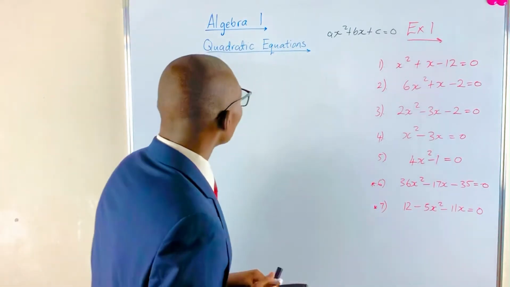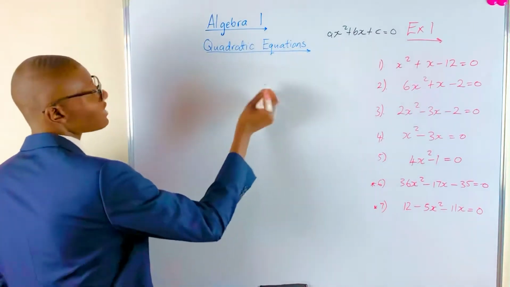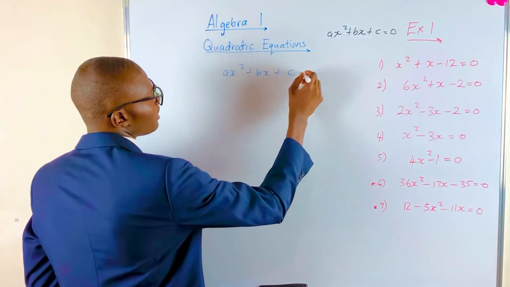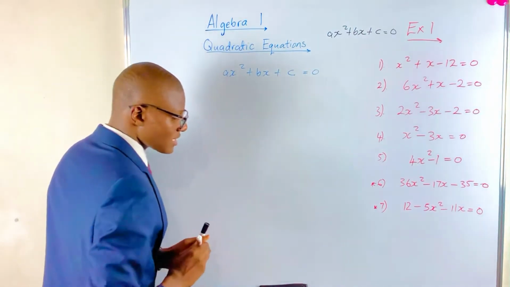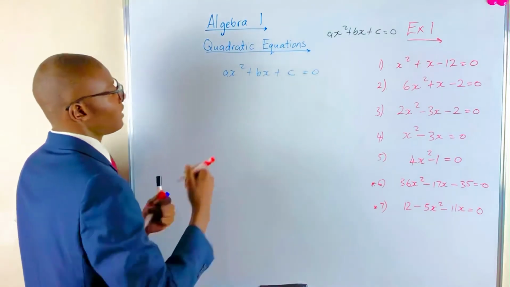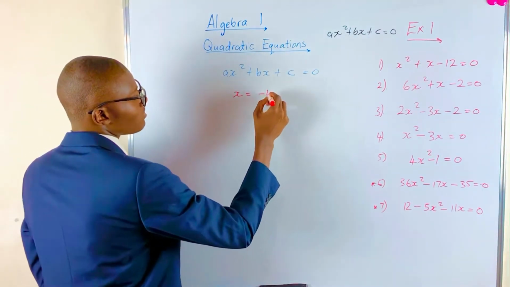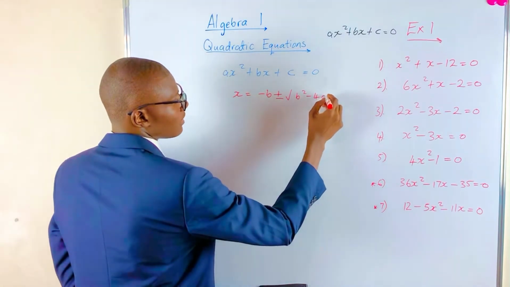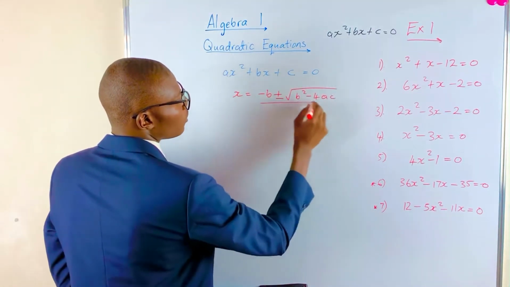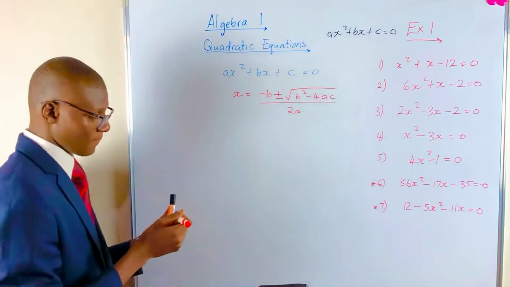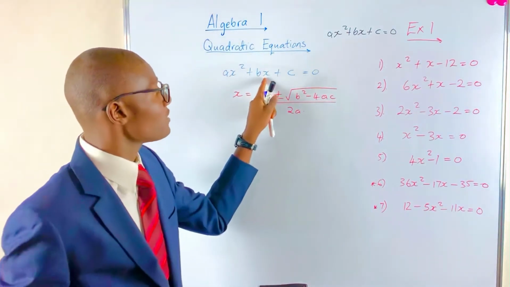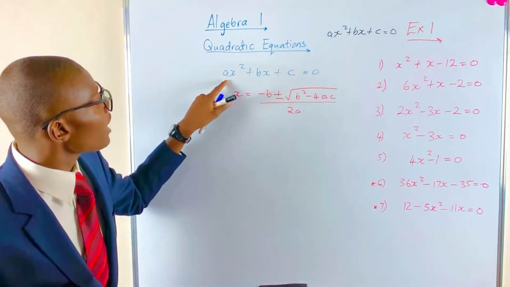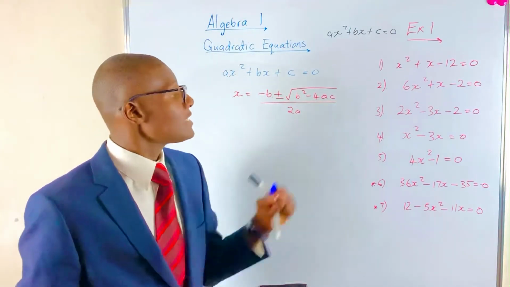For a quadratic equation ax squared plus bx plus c equal to 0, the quadratic formula states that x would be given by minus b plus or minus the square root of b squared minus 4ac, all over 2a. So b is the coefficient of x, a is the coefficient of x squared, and c is our constant.